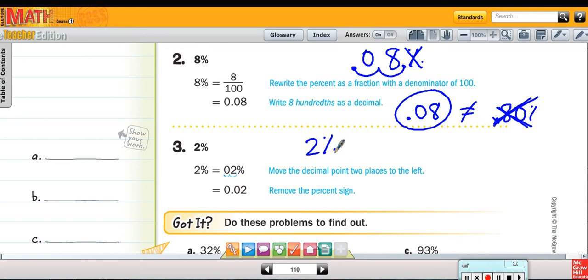2%, I get rid of my percentage sign. There's my decimal. Divide by 100, left 2 places. Annex that 0 in, and I get 2 hundredths.